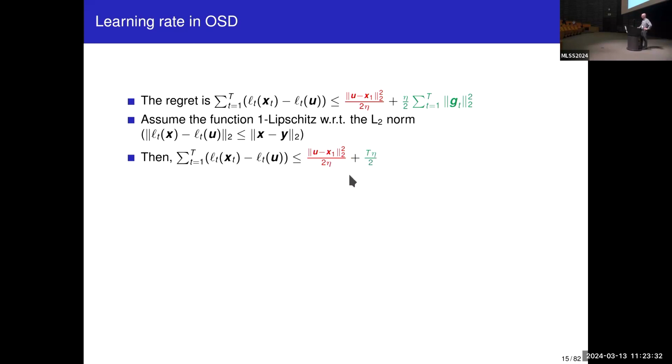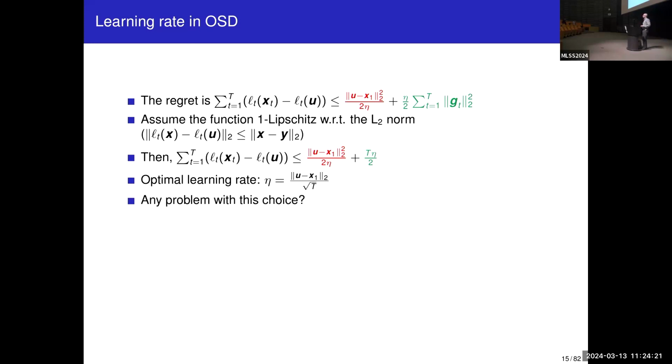Okay, now I have to choose the learning rate. And this is easy to do because this is basically a convex one-dimensional function in the learning rate. And so I can immediately choose the optimal learning rate. I just solve this one-dimensional convex problem and I obtain it. The optimal learning rate says you should use a learning rate that is proportional to the distance between the competitor u and the initial point, divided by the square root of the number of iterations. Now, if you do that, I'm sorry I didn't write it on the slide, you will get that the regret becomes the norm of u minus x1 times the square root of T. And so you get that the regret is square root of T, so that on average it will go to 0.